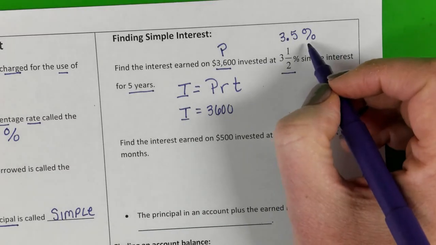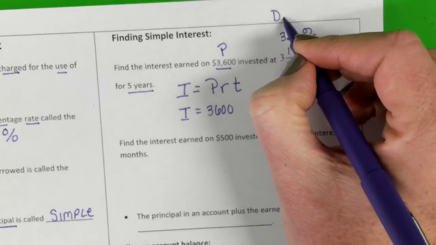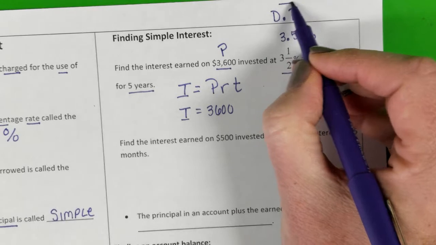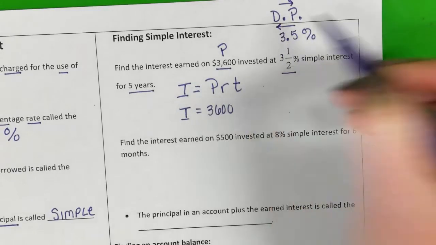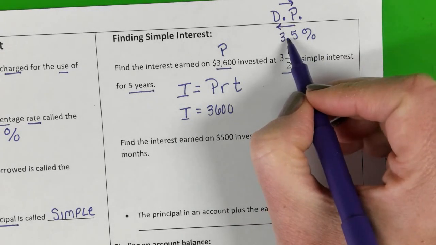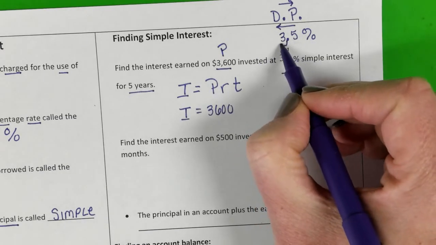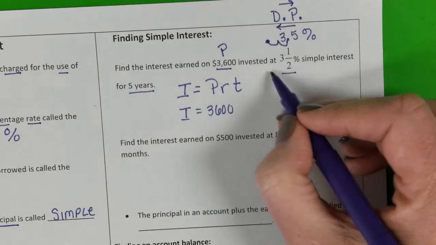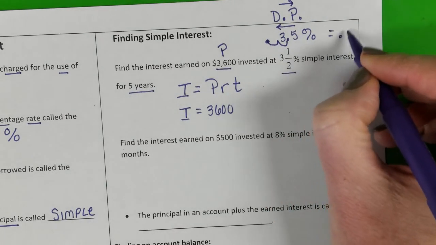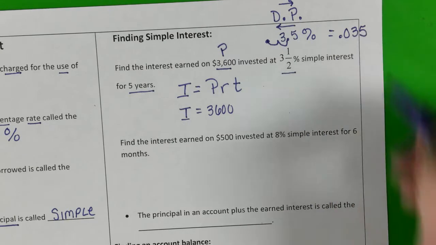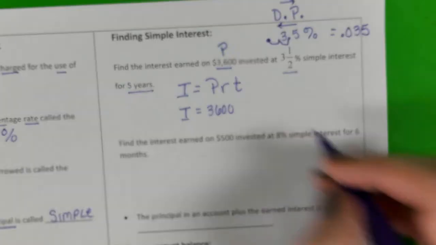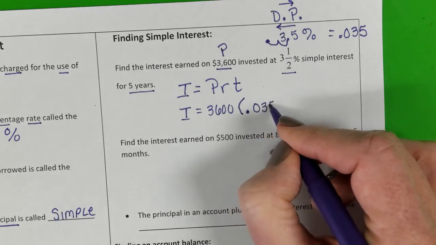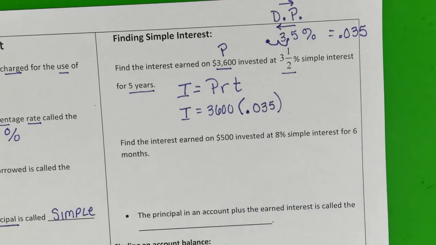Remember, percents are always out of 100. You may have learned the little saying, Dr. Pepper, decimal to percent, percent to decimal. We just have to move our decimal 2 places to the left because it's out of 100. We're dividing it by 100. So this interest rate is 0.035 in a decimal. And that is probably the trickiest thing out of the whole concept today.